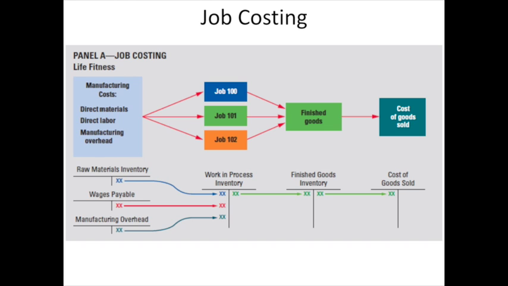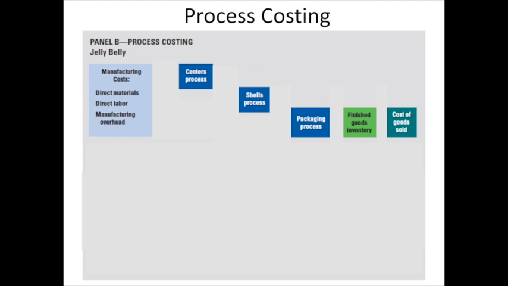So in job costing, we can have an individual work in process account for every job, whereas in process costing, we'll have a work in process account for processes that a product may have to go through. So remember, process costing is when we continually produce the exact same product over and over and over again. For example, number 2 pencils.